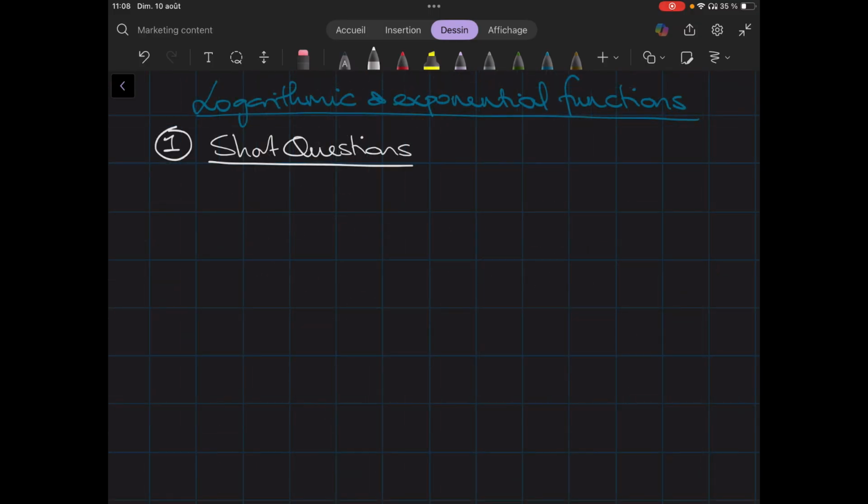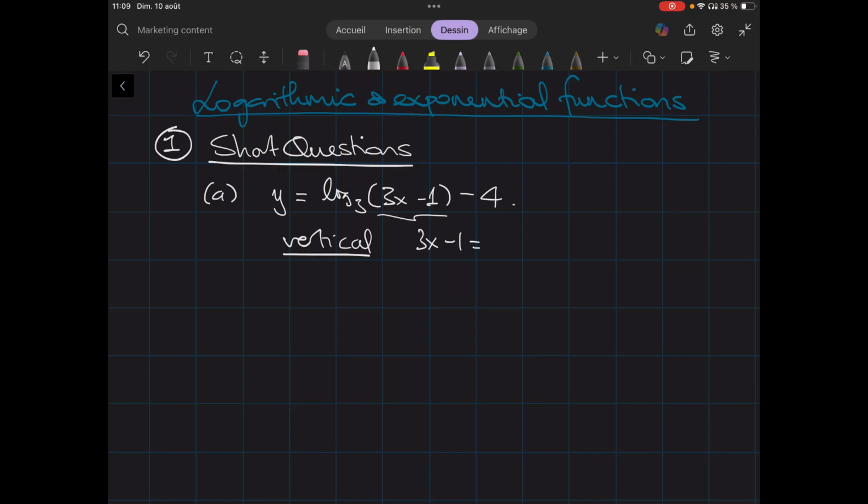Moving on to standard 3, logarithmic and exponential functions. In this question, we are asked to find the equation of the asymptote to the curve. A logarithmic function has a vertical asymptote. And the vertical asymptote will occur at the point where the argument is equal to 0. So the equation is x is equal to 1 by 3.